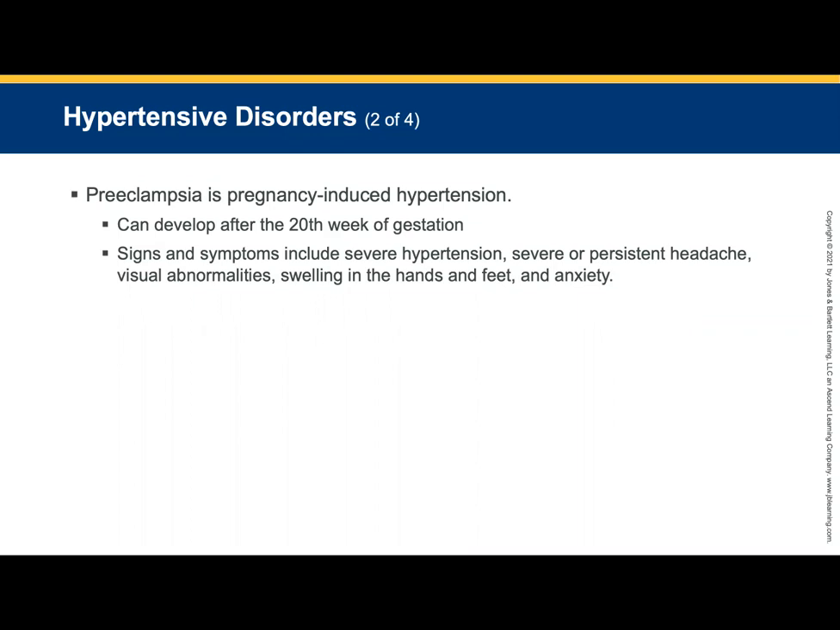So pre-eclampsia is characterized by hypertension, severe or present hypertension. They have visual abnormalities such as seeing spots, blurred vision, sensitivity to light, swelling in the hands and feet, or edema. Upper abdominal or gastric pain, dyspnea, retrosternal chest pains, anxiety, and an altered mental status. These are all things that are possibly going to come from pre-eclampsia.